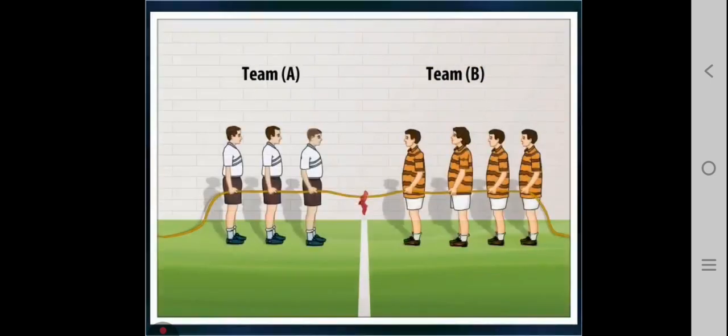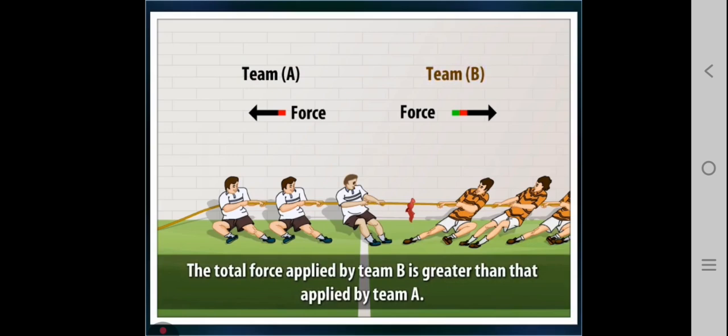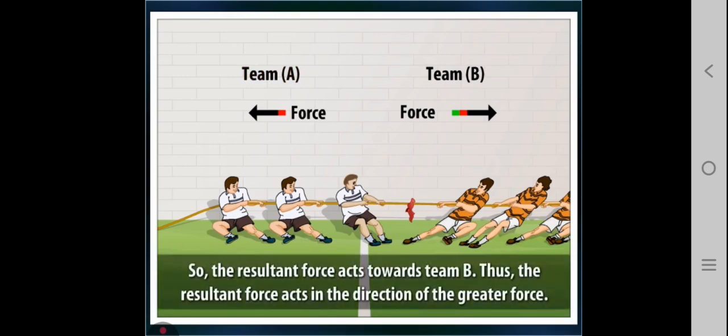Now what will happen if two more players are added to Team B? Each of the new players pulling the rope with the same force as the additional player from Team A. The extra pull exerted on the rope will move the rope towards the direction of Team B. This is because now the total force applied by Team B is greater than that applied by Team A. So, the resultant force acts towards Team B. Thus, the resultant force acts in the direction of the greater force.